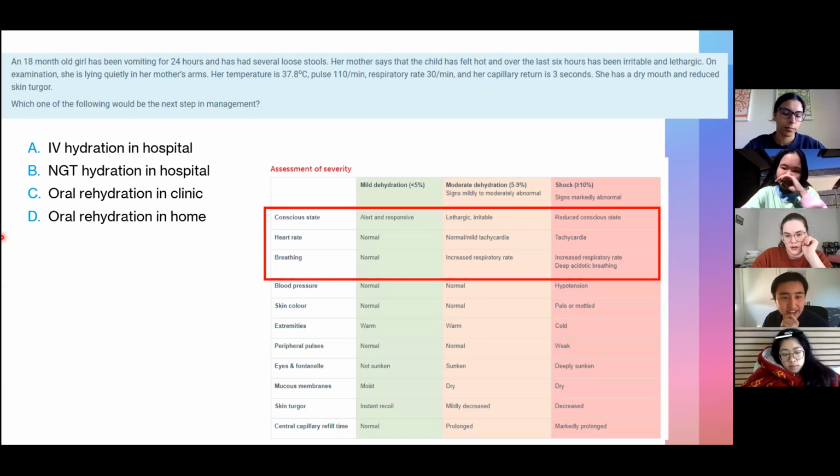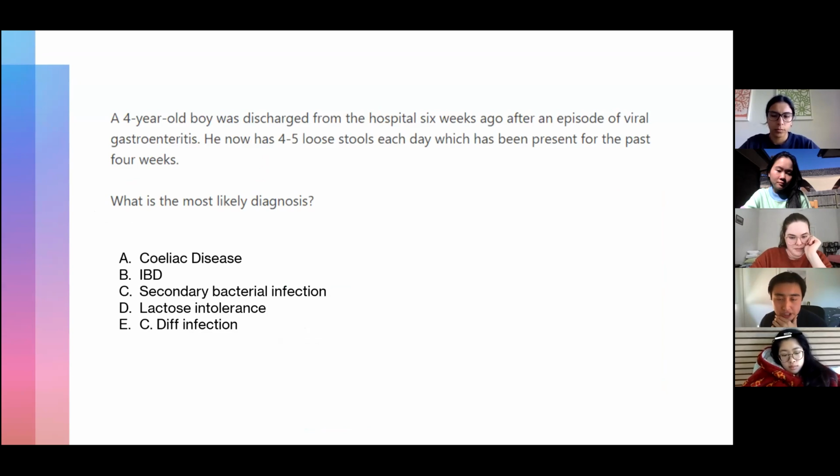Thank you. All right, so I'm not sure where I cut off, but just to summarize, if they're mild and they're alert and responsive, you give them oral hydration. If they're moderate and they are lethargic, irritable, and they have mild tachycardia, you give them NGT and admit them into hospital. If they are shocked, then that's when you jump straight to IV hydration. I hope that makes sense. Yeah. Cool. So now, moving on to our next condition, why don't you guys take a look at the stem and then PM me the answers?